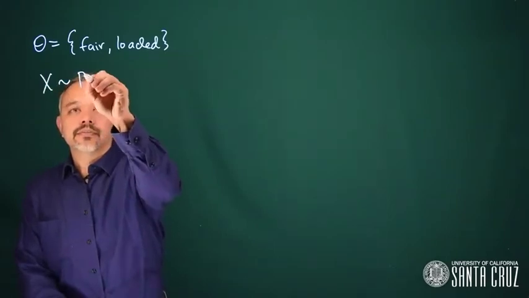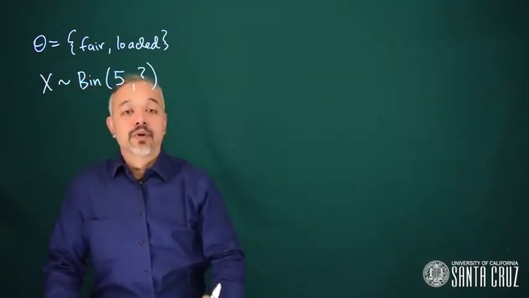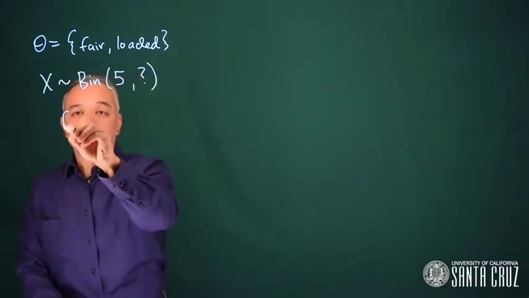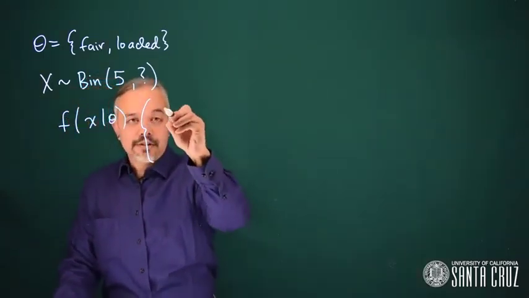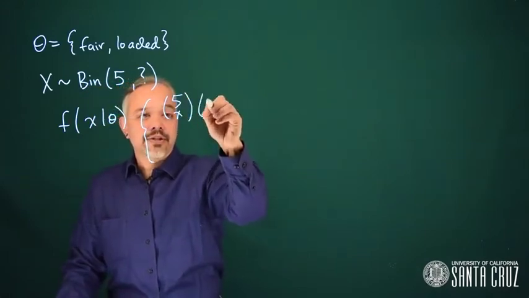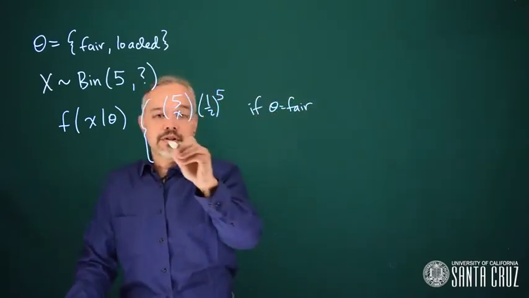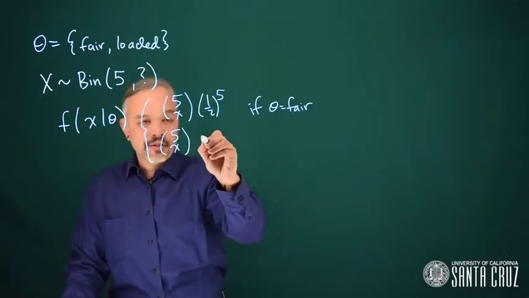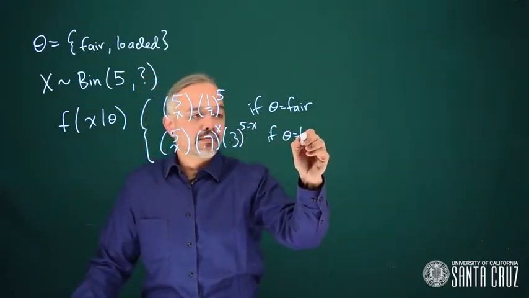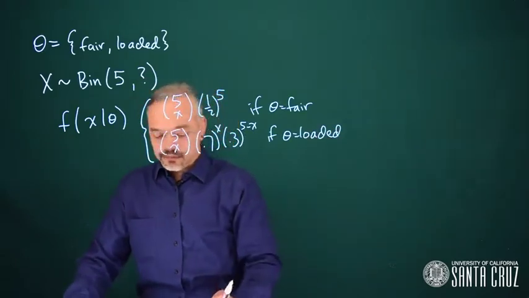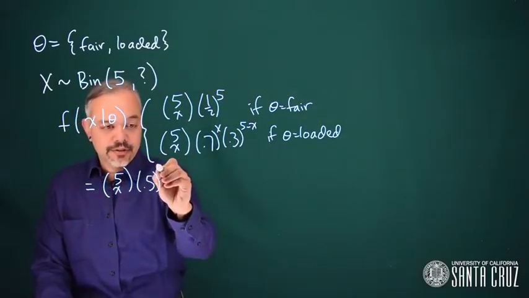Our data are going to be 5 flips of this coin. It's a binomial with 5 flips, and the question is, what's that probability? So we can write a likelihood, f of x given theta, as: if it's the fair coin, this will be 5 choose x, 1/2 to the 5th. If it's the loaded coin, this will be 5 choose x, 0.7 to the x, 0.3 to the 5 minus x. We can rearrange this also to write it with indicator functions.